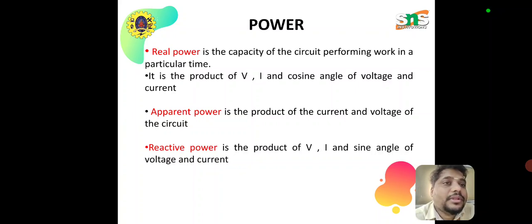And now we are on the topic of power. What is meant by real power? Real power is nothing but the capacity of a circuit to perform work in a particular time. It is the product of V, I and cosine of the angle between voltage and current. So what is apparent power? Apparent power is nothing but the product of current and voltage of the circuit. Reactive power is the product of V and I and sine of the angle between voltage and current. These are the basic components of power, that is real, apparent and reactive power.